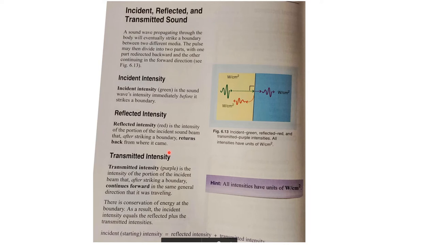The reflected intensity in red is the intensity of the portion of the incident sound beam that, after striking a boundary, returns back from where it came from. The transmitted intensity, which is the purple, goes on after striking the boundary. There is a conservation of energy. As a result, the incident intensity, and remember that intensity is power per square centimeter, or per area anyway, equals the reflected plus the transmitted intensities. So the incident intensity is equal to the reflected intensity plus the transmitted intensity. And remember that all intensities have units of watts per, and here we're taking this to be square centimeters.